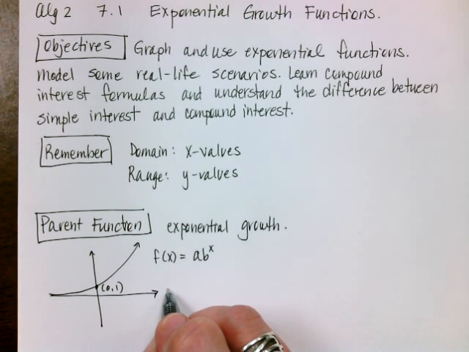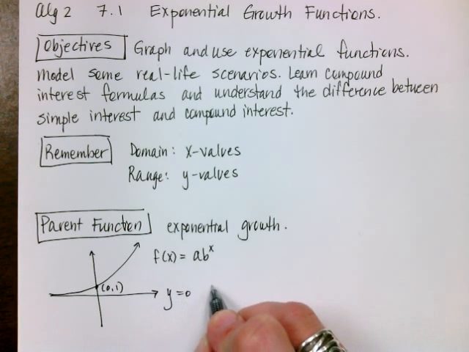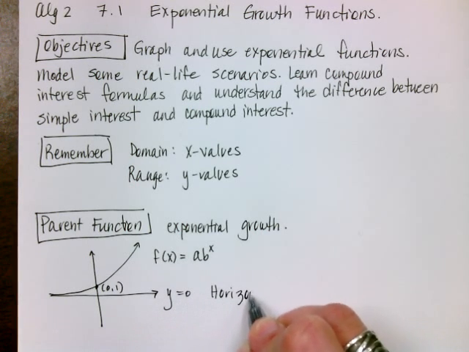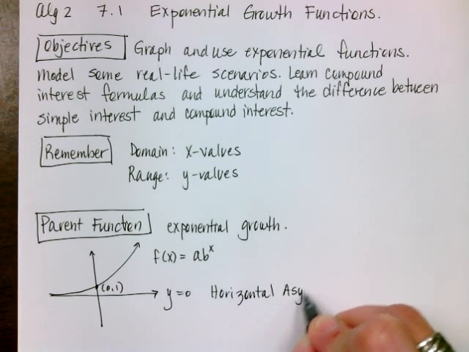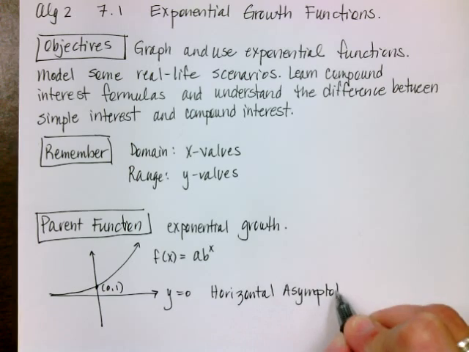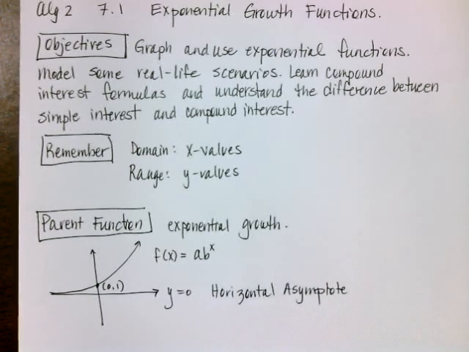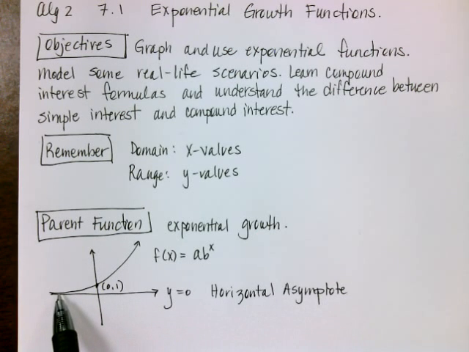In this particular case, you'll notice that this graph will never cross the x-axis. So this would be the equation y = 0, and that's called a horizontal asymptote. We'll do a lot with asymptotes in the next chapter. For right now, this is a value that the graph is trying to get really close to, but will never actually cross. That's by definition what an asymptote is. It gets closer and closer to that value, but never quite gets there. We can have vertical asymptotes, horizontal asymptotes, and slant asymptotes.